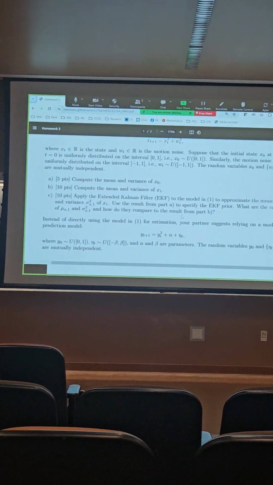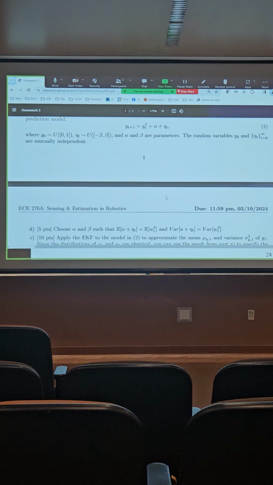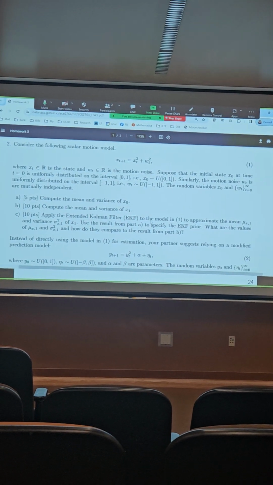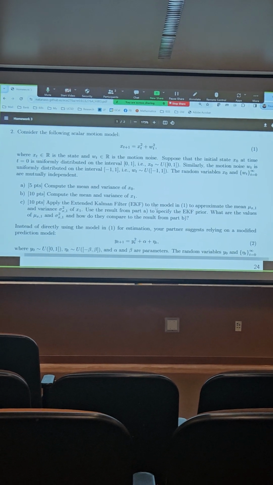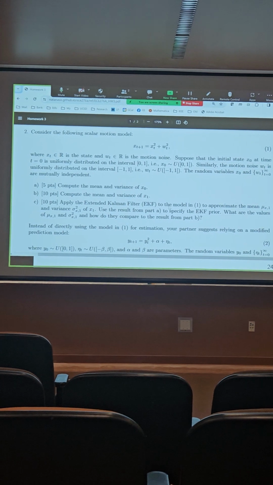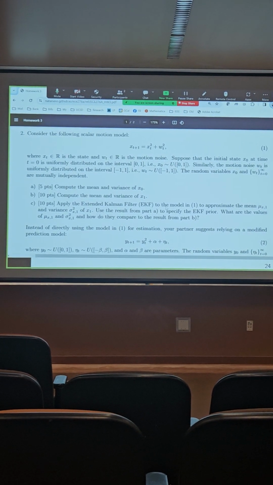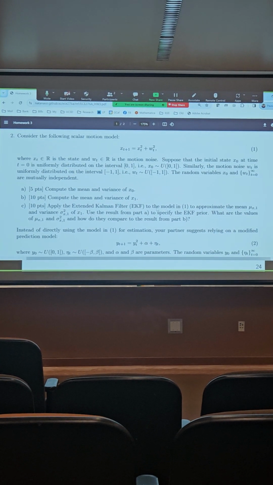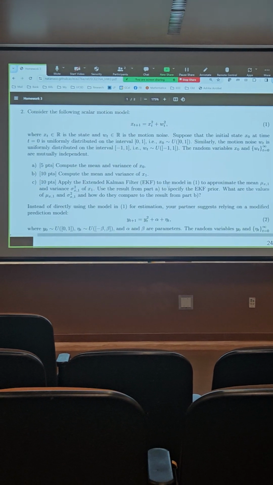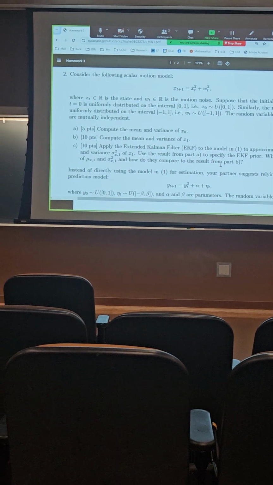Yes, so problem 2 has several parts, but I don't think they're too hard. The only thing you need to know for problem 2 is some review on how to compute mean and variance, as well as the prediction step of the EKF. There's no update here. You only need the EKF prediction step and how to compute mean and variance. Those are the three things you need for problem 2. I'm happy to answer a more specific question, but in terms of what review, that's it.